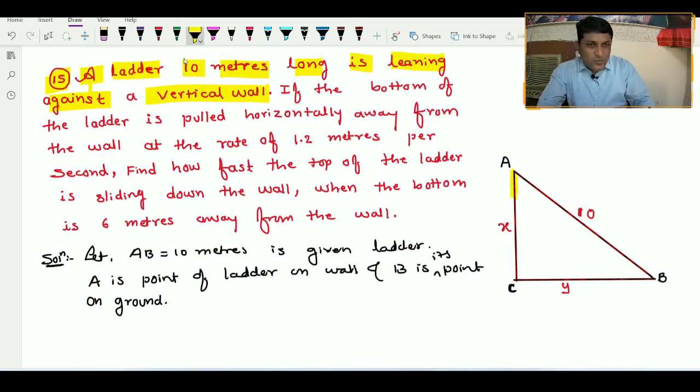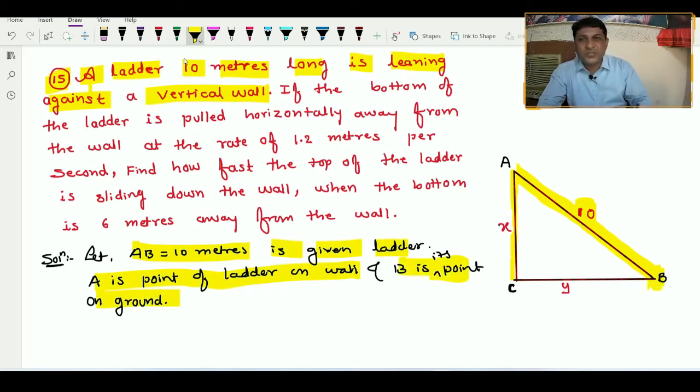So here the wall we have denoted by AC, and AB is nothing but the ladder of length what? 10 meter. It is given to us. So here we have written that AB is equal to 10 meter is the given ladder, and A is a point of the ladder on the wall and B is its point on the ground. Already all these things we have shown in the figure.